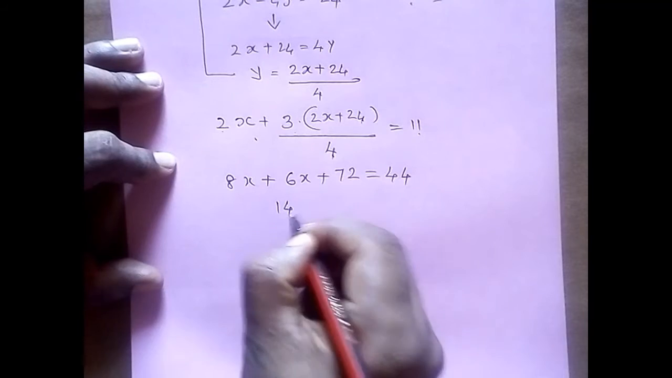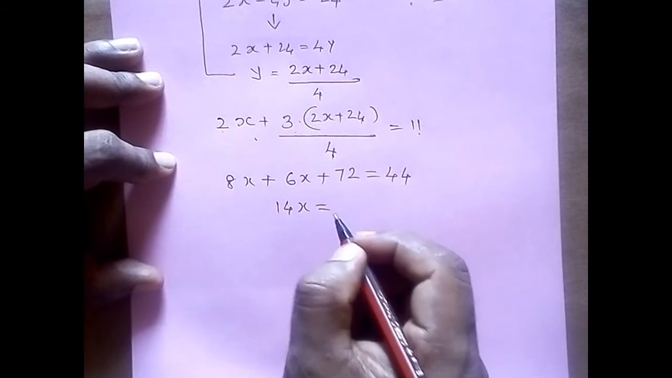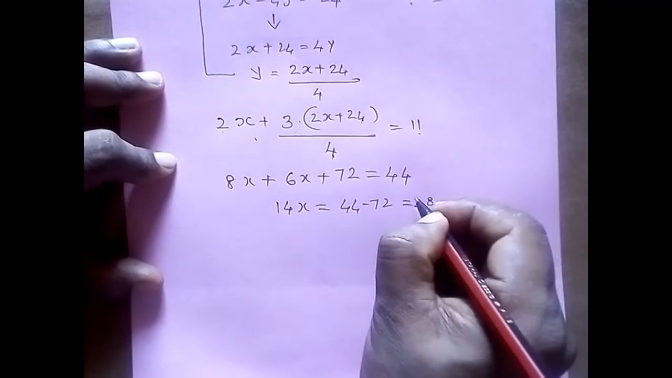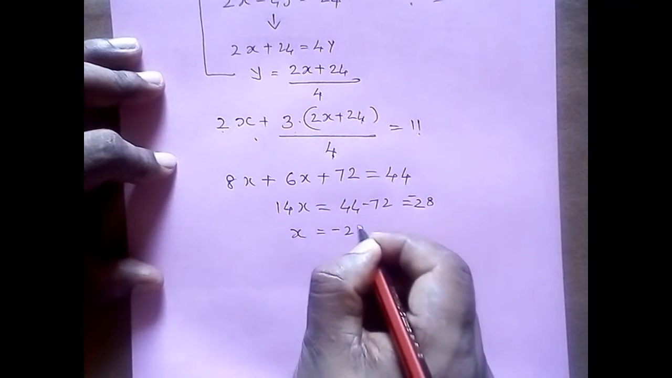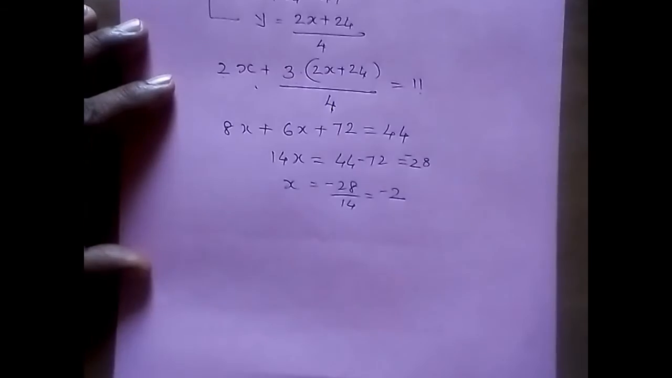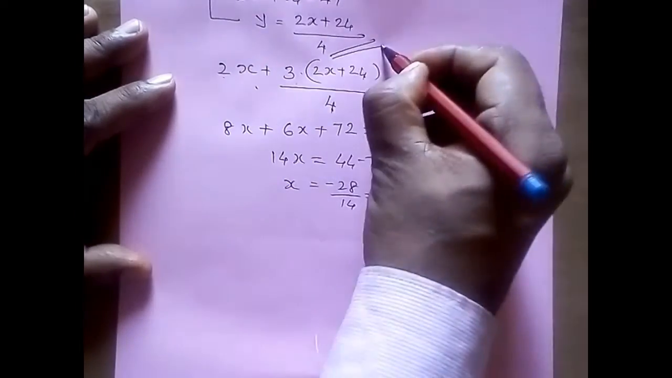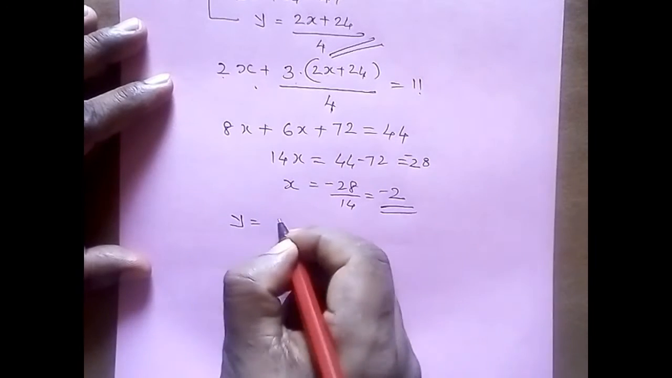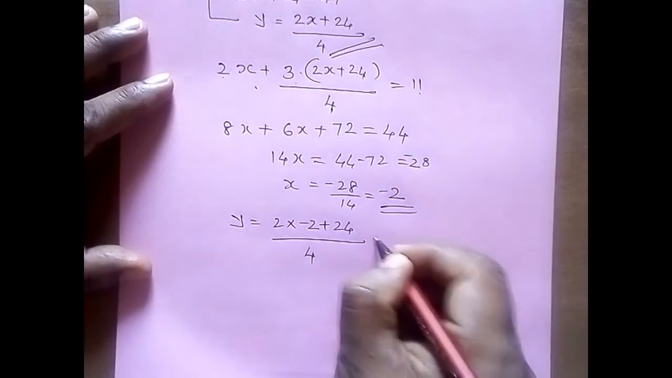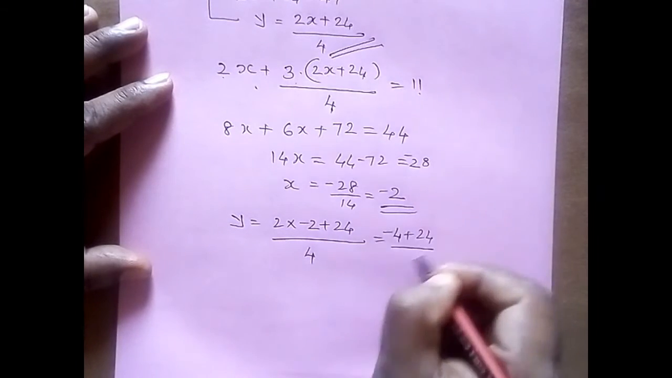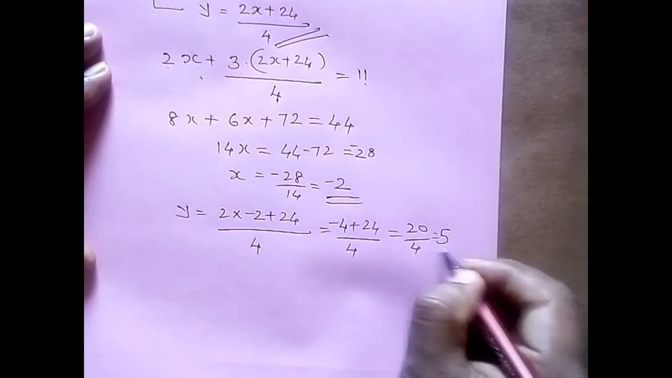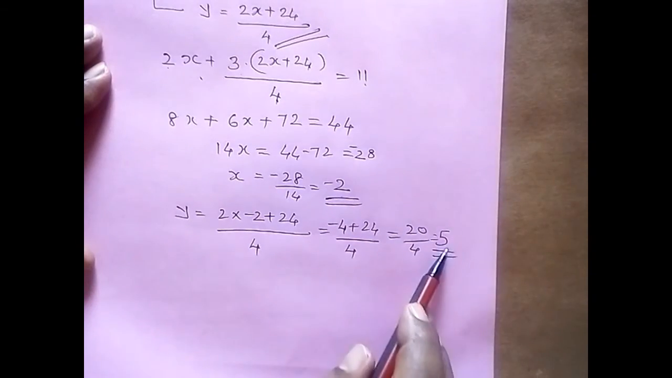8x plus 6x is 14x, equal to 44 minus 72, that is minus 28. So x is equal to minus 28 divided by 14, equal to minus 2. Now we will substitute this value in this equation to get the value of y. So y is equal to 2 into minus 2 plus 24 divided by 4. That is minus 4 plus 24 by 4, which is 20 by 4, equal to 5. So we have x is equal to minus 2 and y is equal to 5.